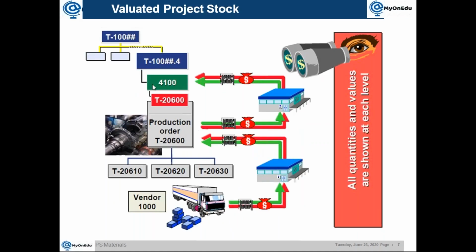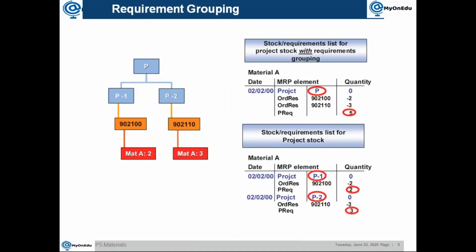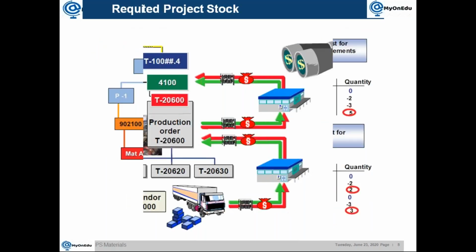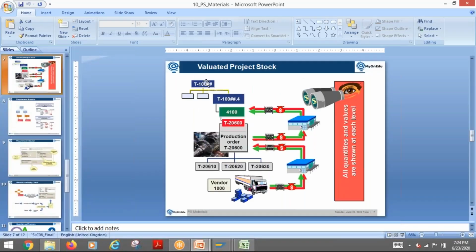So when you do the goods issue, only at that time the cost will be loaded to the WBS element. So this is the difference. If it is non-valuated, the cost will be loaded to the WBS element immediately. If it is valuated, that value will be loaded while you are doing the goods issue. Okay. So this is what happens in the project stock.